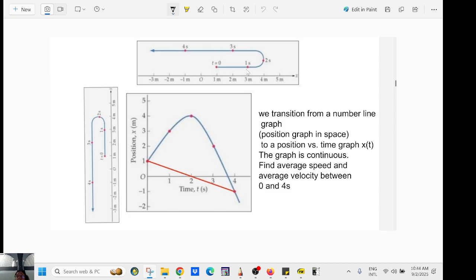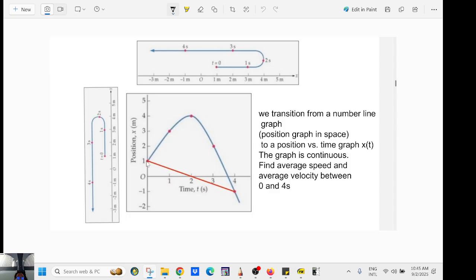At 1 second, it's going to be at 3 on the number line. 2 seconds, it's going to be at 4. Then at 3 seconds, it's going to be at 2. And 4 seconds, it's going to be at -1. Do you agree? But it's not convenient to visualize what's happening as a function of time. It's not continuous, right? It's very hard to see. Is it speeding up? Is it slowing down? Is it stopping? So instead, we're going to make a graph here, position as a function of time.